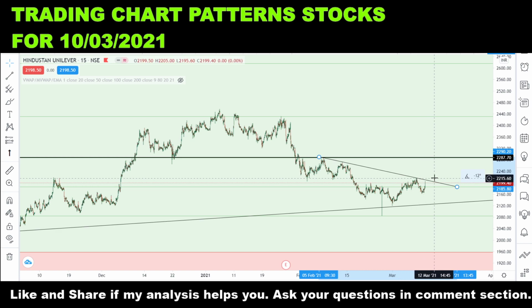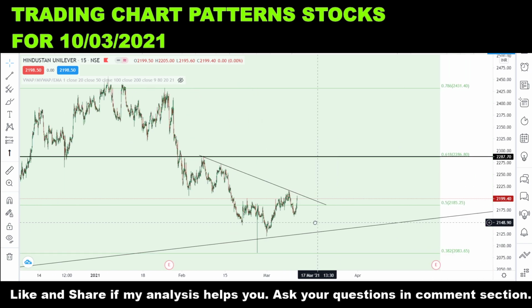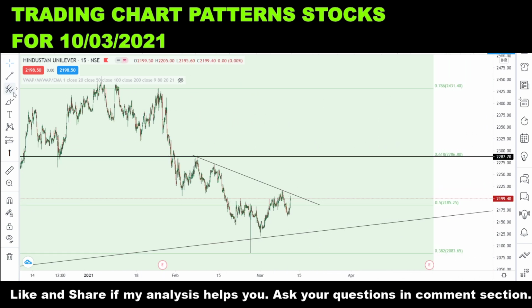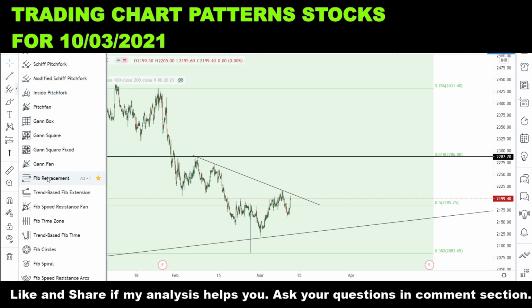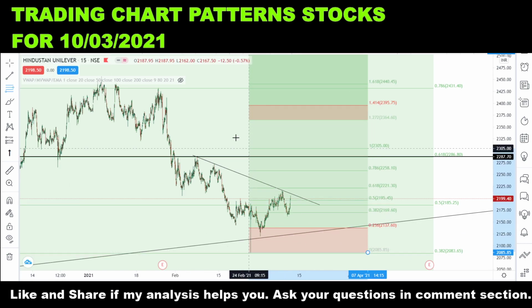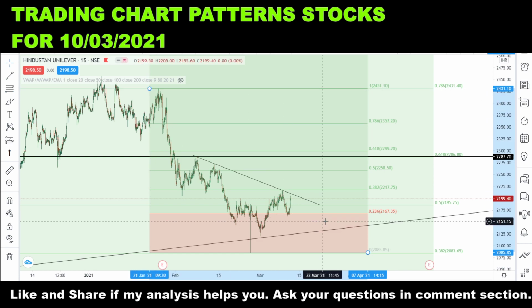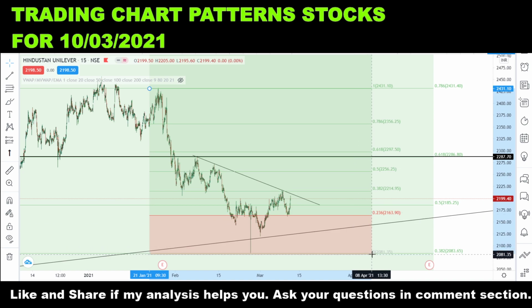As soon as the stock goes above 2215, 16, 17 rupees, then you will clearly be able to see the target, you can say, of this swing high and swing low. What will be the target? As soon as the stock goes above 2217, 18 rupees, we can clearly see the target of 2258 in swing positions or in coming sessions. But remember, 2217.75 will act as a resistance for this stock.